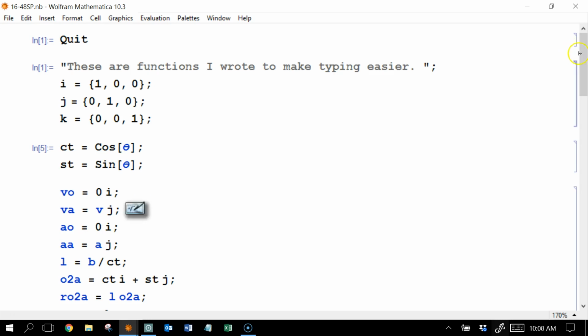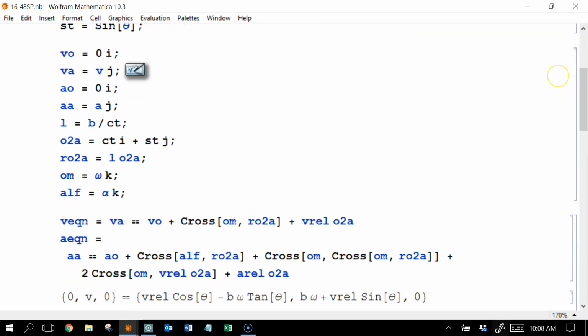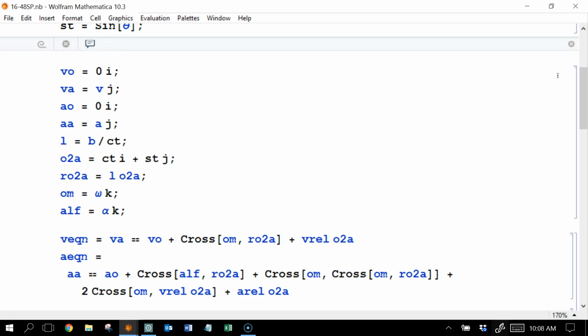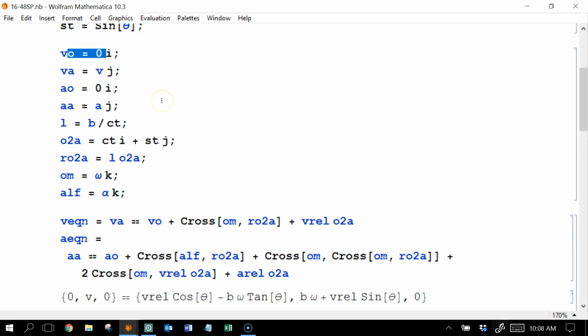The next thing, like I said before, once you do the problem on paper, you know what points you're going to use, you know what your radial vectors and your R vectors are, and so I like to define it up at the top. O has got zero velocity, which I'm doing here. Then VA has got to be vertical. The acceleration of O is zero. The acceleration of A is vertical.